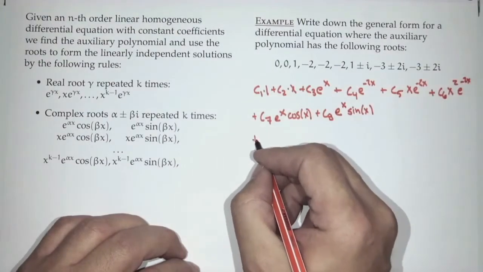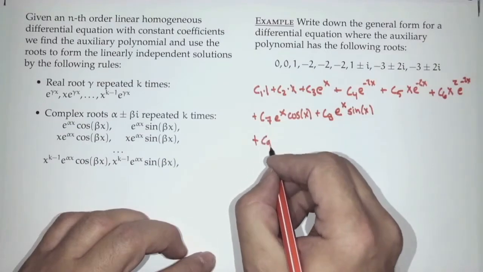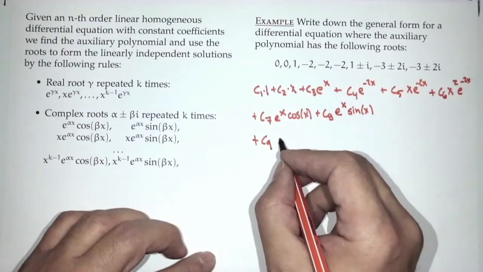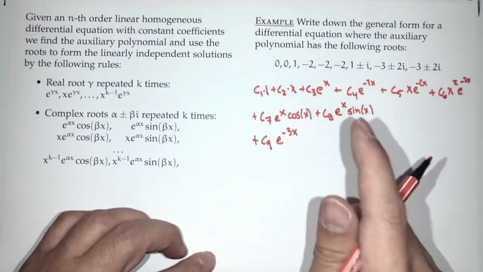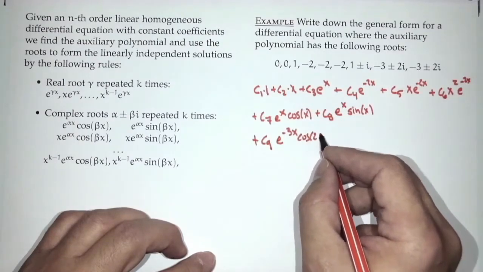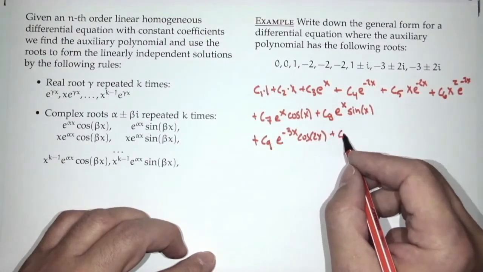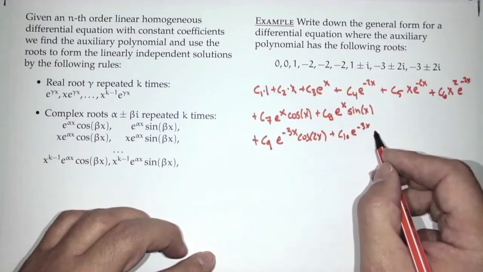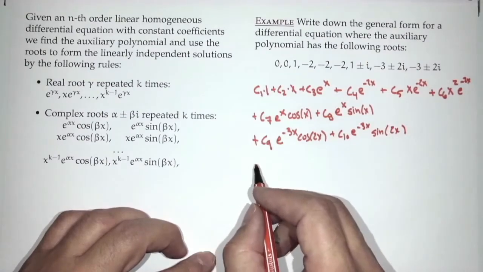Okay, how about our next one? Negative 3 plus minus 2i. So C9 e to the negative 3x. So the real part goes inside the exponential. And what else? Cosine 2x. The imaginary part goes inside the trig piece. Plus C10 e to the negative 3x sine of 2x.